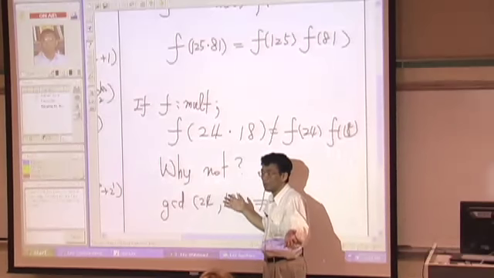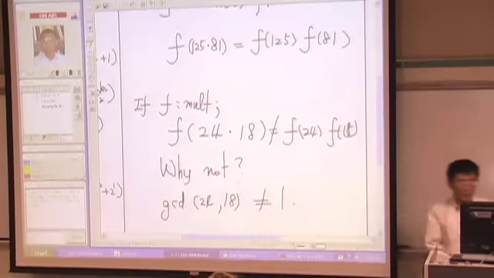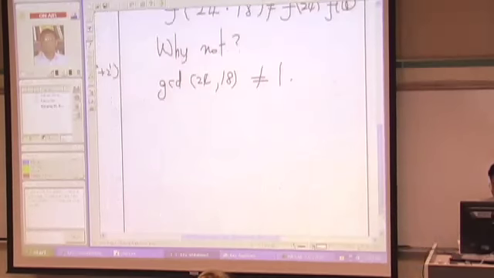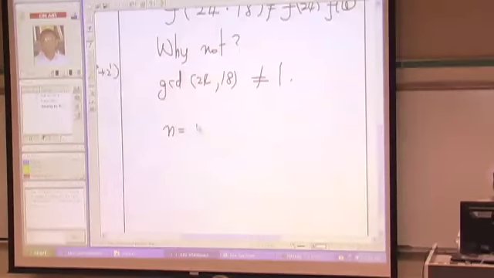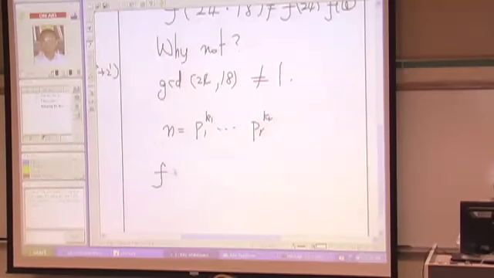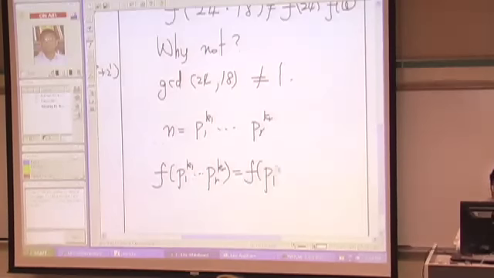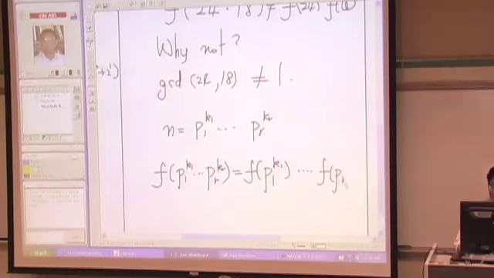So even if f is multiplicative, we cannot just decompose this way. Then how should we decompose? We should decompose by this idea. Assume that n is equal to p1 to the power of k1 up to pr to the power of kr, and f is multiplicative. Then f of n, that is f of p1^k1 all the way up to pr^kr, is f of p1^k1 multiplied all the way through f of pr^kr.